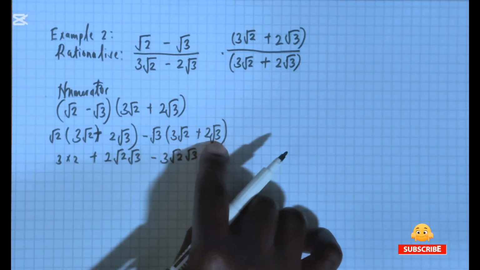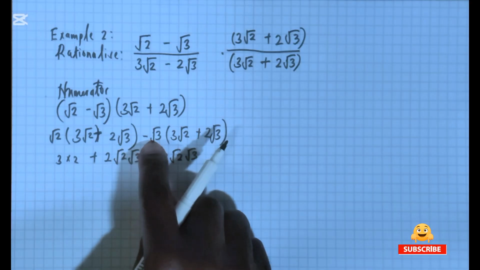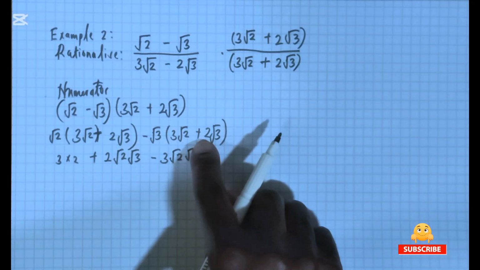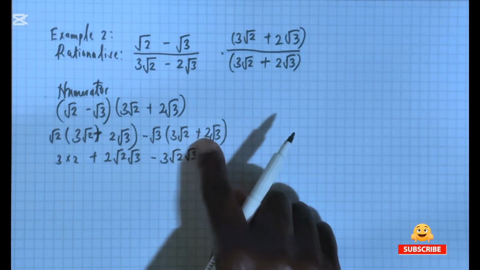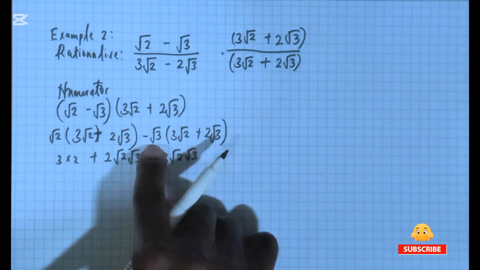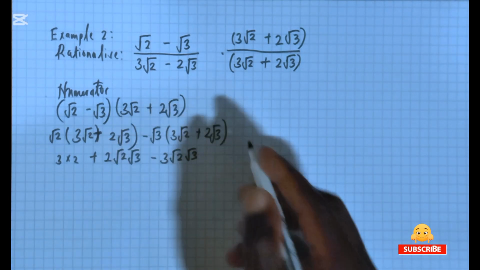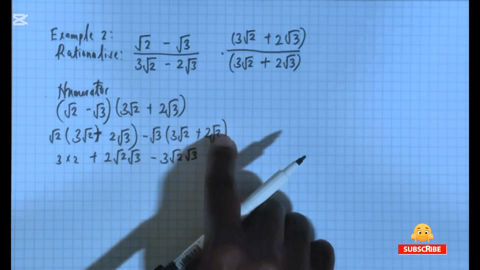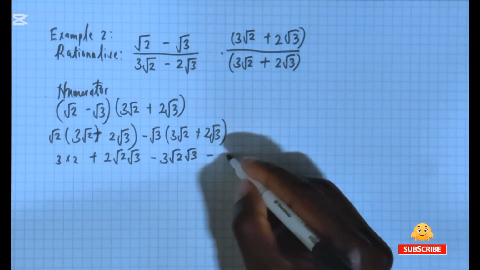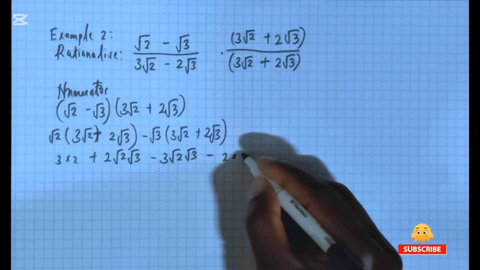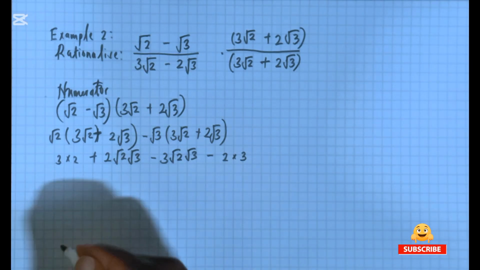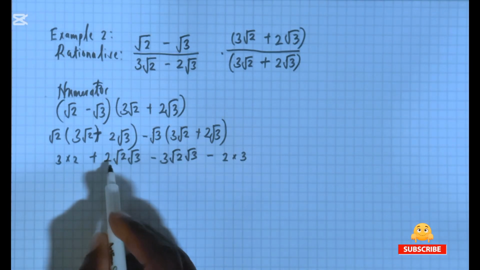And so lastly, we're going to have negative root 3 times 2 root 3. Of course, root 3 times root 3 there is going to give us 3. But it's going to be a negative, so it's going to be 3 times 2. So it's going to be 2 times 3 there. Awesome.